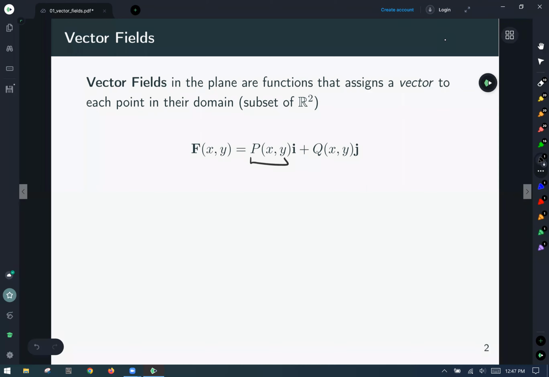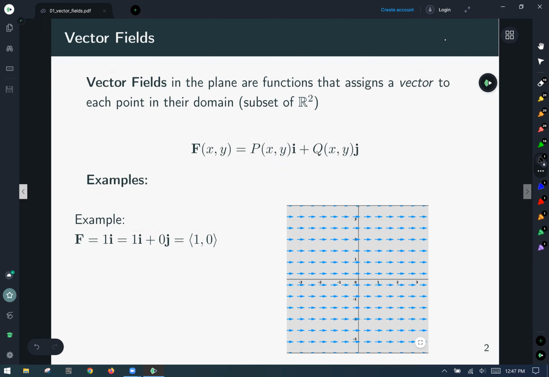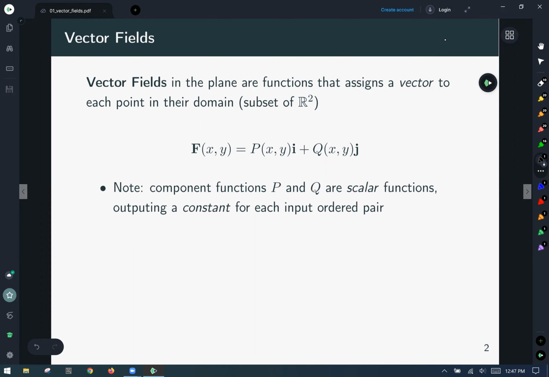Here, notice that these two are scalar functions. In general, as we've seen before, if it's bold, or when we handwrite it we put a vector across the top, it's a vector output. If it's just a regular handwritten variable, then it's a scalar output. So the component functions P and Q are scalar output functions, outputting a constant for each input.